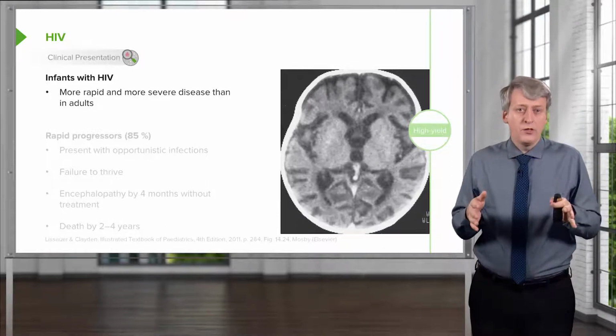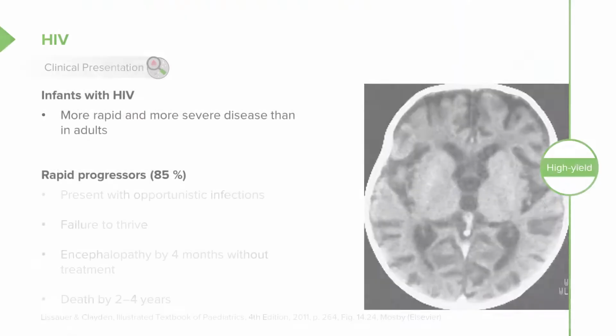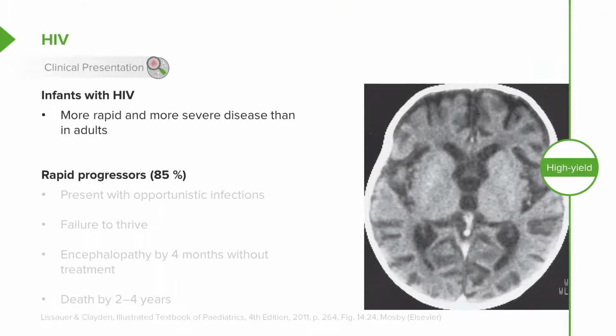There are different types of responses to the HIV virus. Unlike in adults, the vast majority of children, 85%, are rapid progressors. This means they go from the initial inoculation of the virus to HIV and end-stage AIDS much quicker than in adults. These patients present with opportunistic infections, like pneumocystis. They may present with failure to thrive. The increased metabolic demands of fighting off the HIV virus mean that they have a harder time spending their energy actually growing.